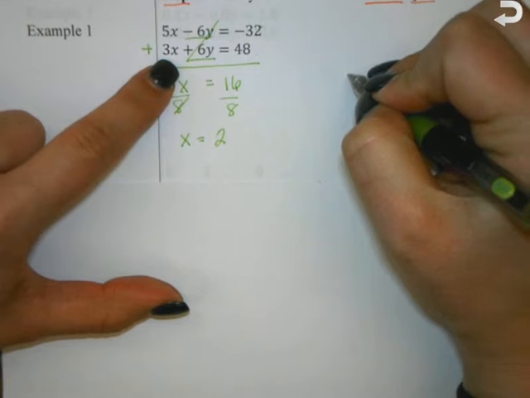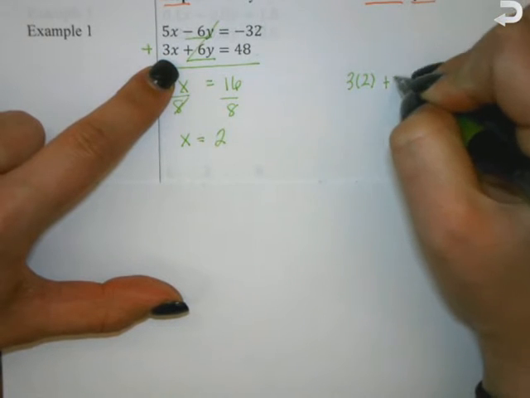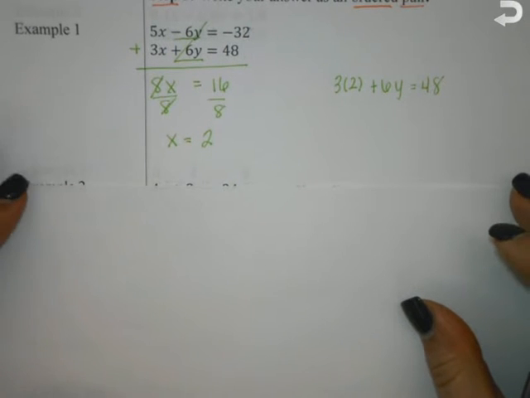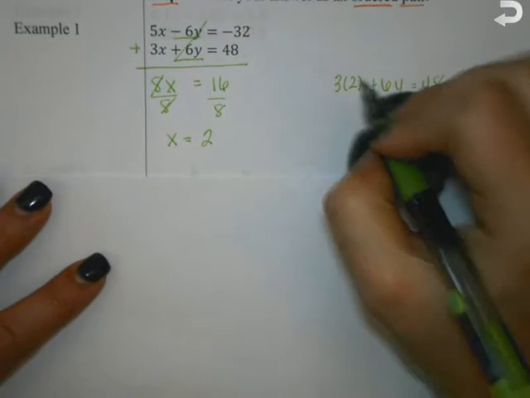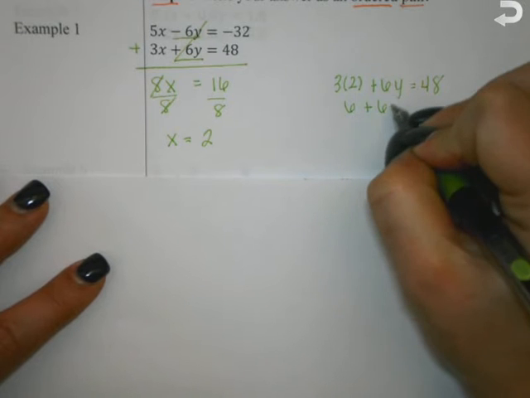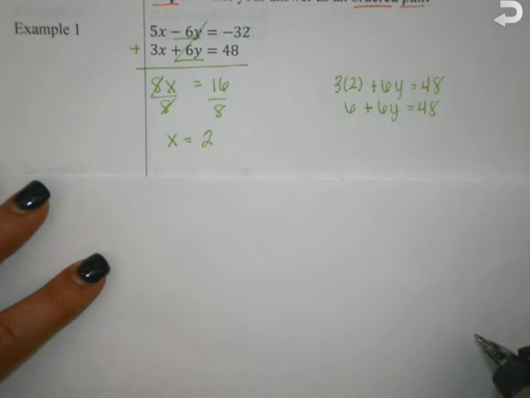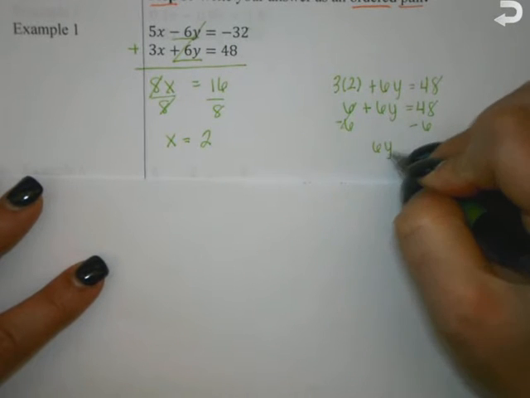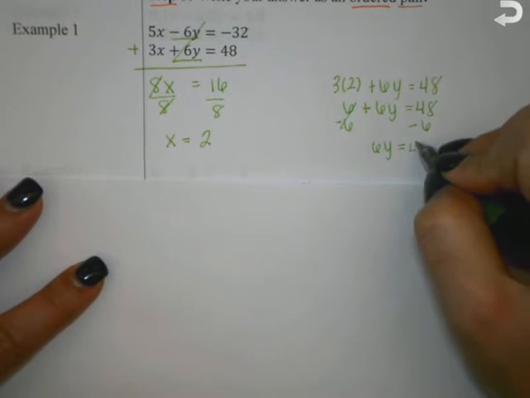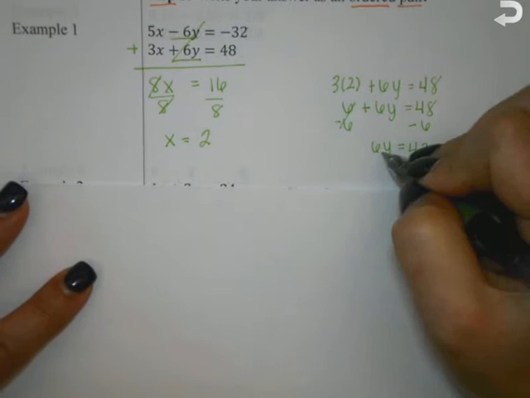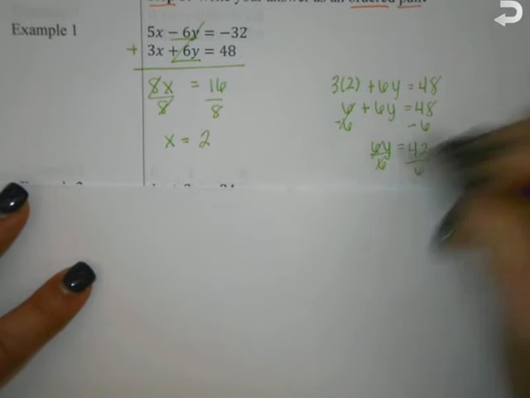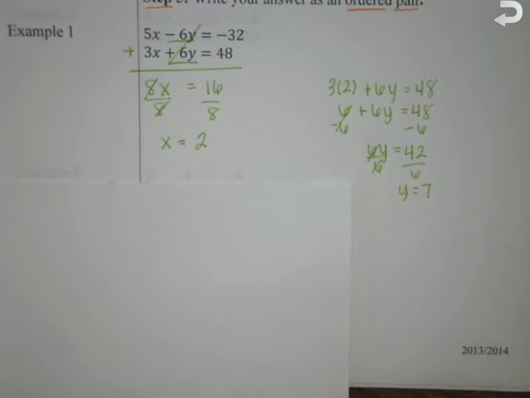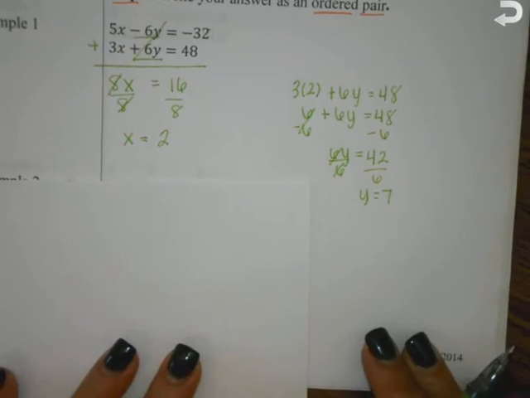So that's 3 times 2 plus 6y equals 48. So we plug x equals 2 back into one of the original equations, and that gives you 6 plus 6y equals 48. Subtract 6. That gives me 6y equals 42, and then divide both sides by 6. So we get y equals 7. Okay, remember, you still have to write your answer as an ordered pair, so how do we write our answer? 2, 7.